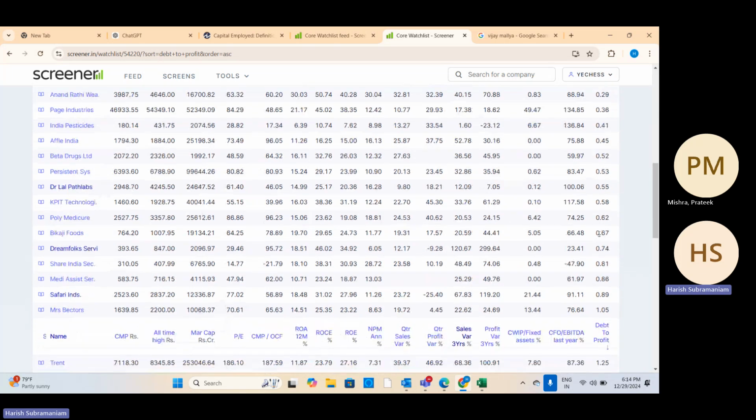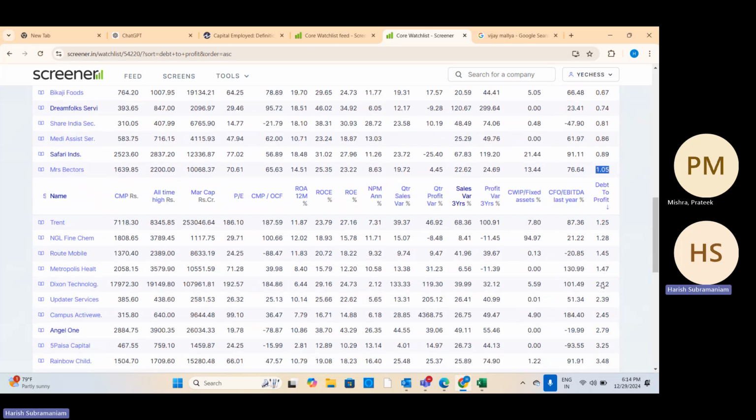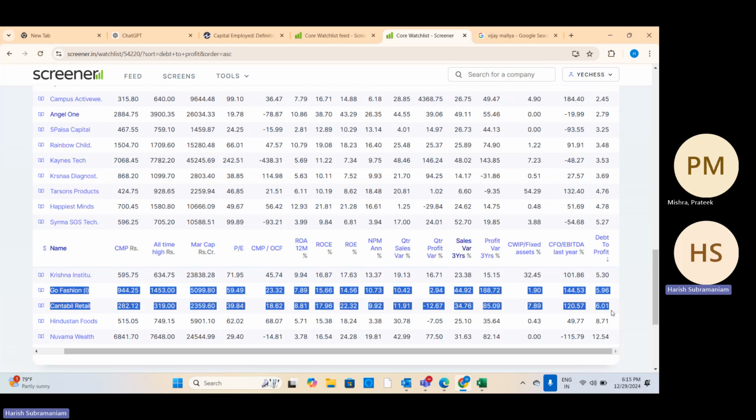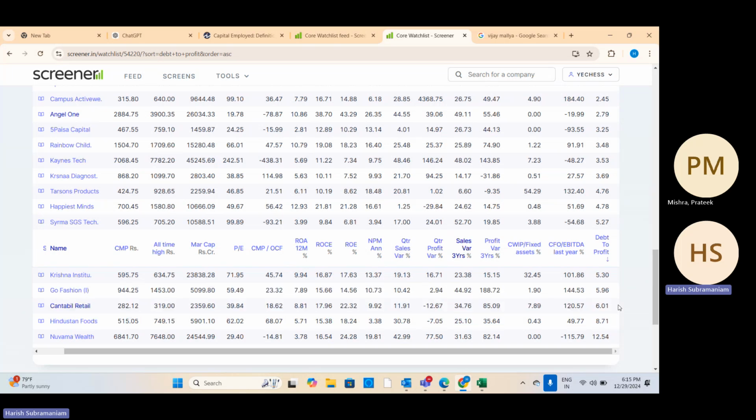But as we go down, we can see debt to profit is increasing. And at this point, Mrs. Bector's Food has a debt that is slightly higher than the yearly profit, right? And then as we come down, there are companies which have a very high amount of debt. Hindustan Foods, for example, Cantabile Retail, which we saw, Go Fashion. So there are companies which have very high amounts of debt.